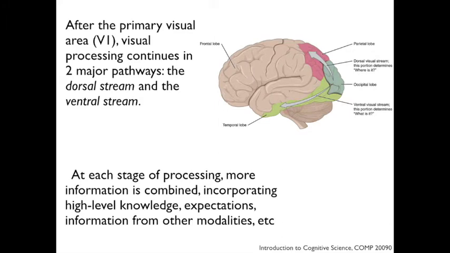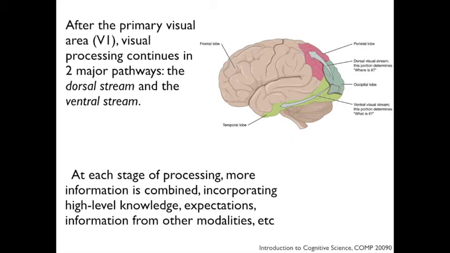Here's the occipital lobe at the back. On the one hand, we can follow a pathway up here into the parietal lobe that's going to be called the dorsal stream. And we can follow a separate, distinct pathway from the primary visual cortex down low here to the bottom of the temporal lobe. That's going to be called the ventral stream.